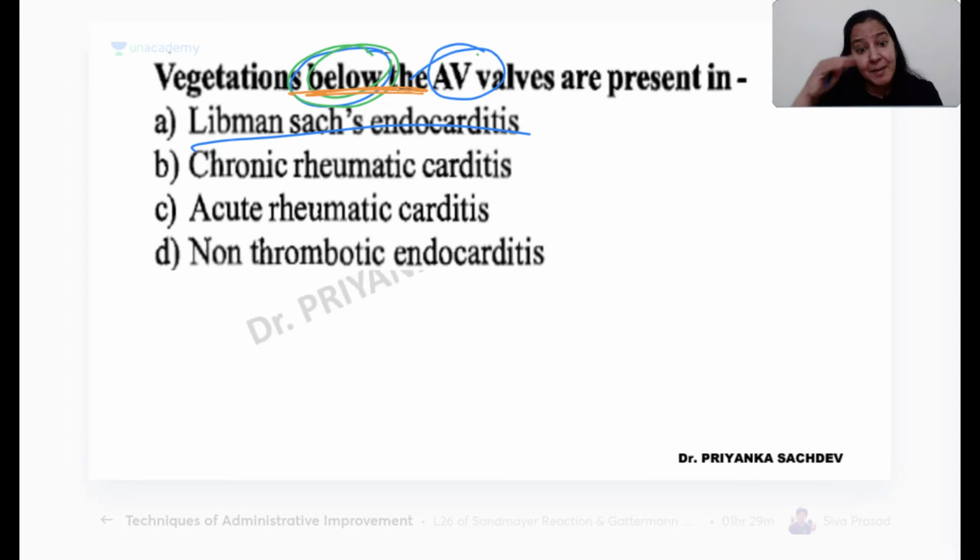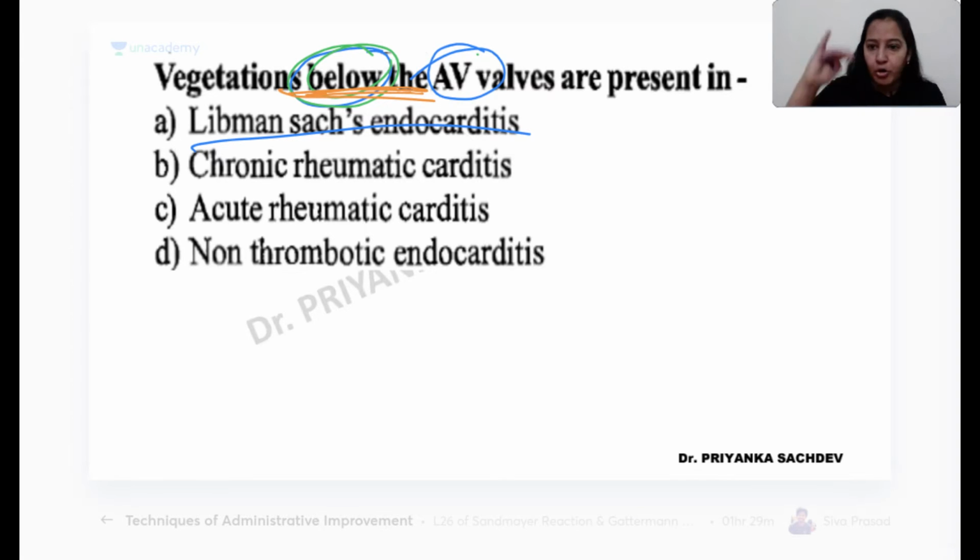If instead of below, the question should contain both surfaces of the AV wall. The question should be more correct. But whatever question comes in the exam, we cannot change it. We cannot raise our hand and say the question is incorrect, change it. Whatever question comes in the exam, we have to attempt it. So this is the question asked in the previous exams.